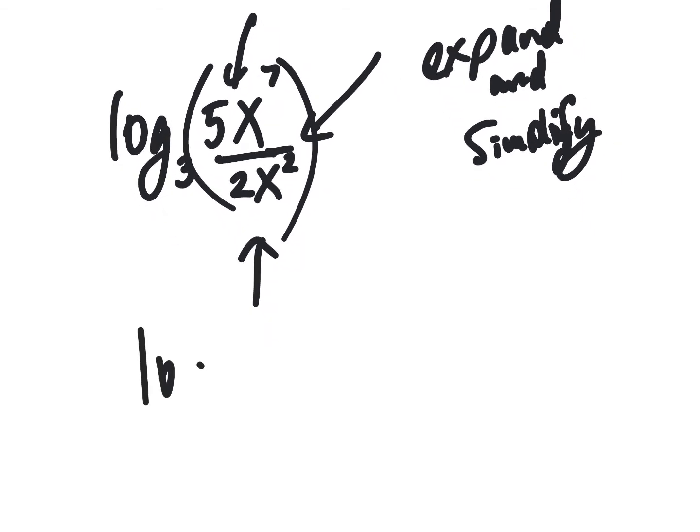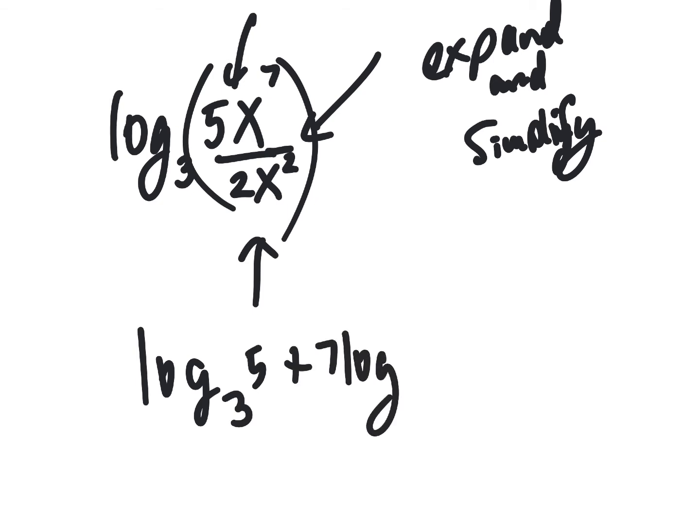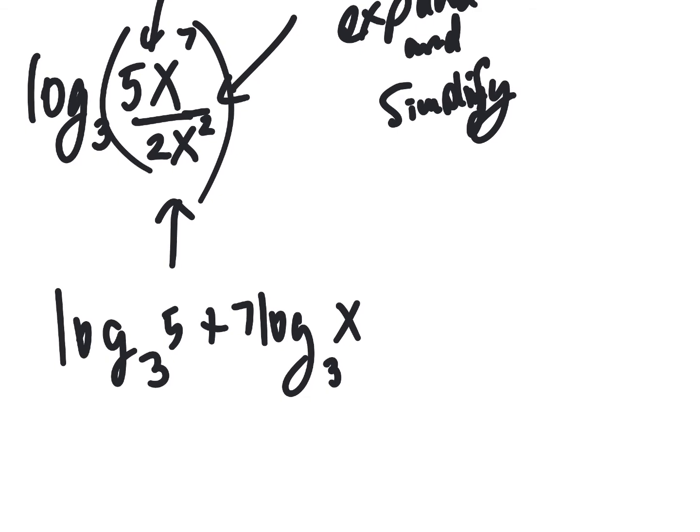Log base 3 of 5 plus. Ooh, you put the 7 in front. That's smart. Log base 3 of x. Good. Now handle the bottom. The minus makes a minus. Or sorry, the divide makes a minus. But tell me exactly what to do next.